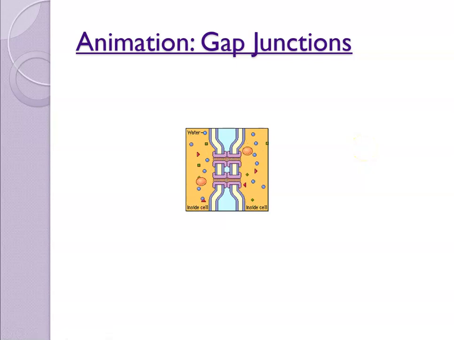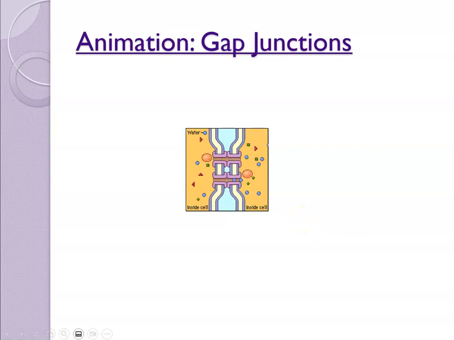So here you can see the molecules are zooming around, and some of them are passing through those openings between the two cells in the yellow. So gap junctions are most like plasmodesmata in that they do permit materials to pass from one adjacent cell to the next through these little channels.